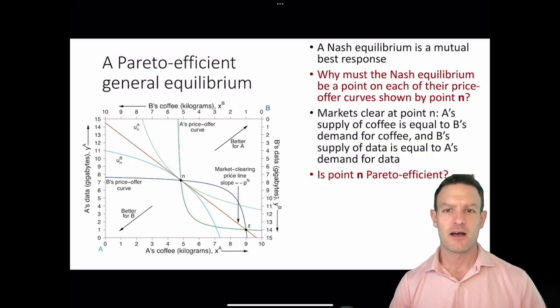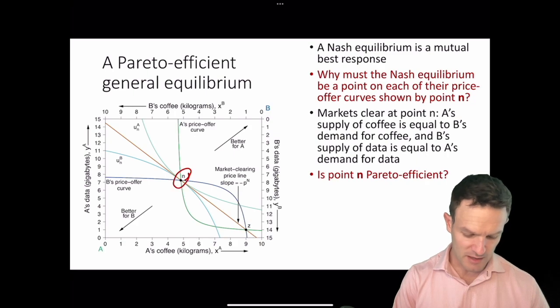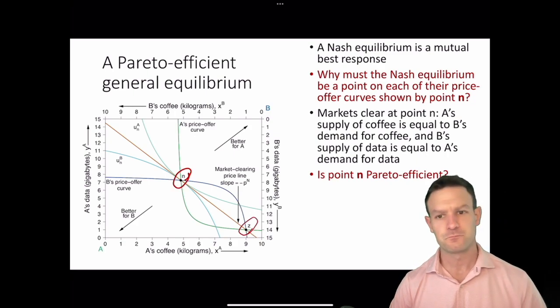Here we have our thinking about the Edgeworth box. And the first thing to see is that we've got point N over here, and we have point Z over here. Now remember that a Nash equilibrium is a mutual best response. So what we have to then think about is, why must the Nash equilibrium be a point on each of their price offer curves, shown by point N?